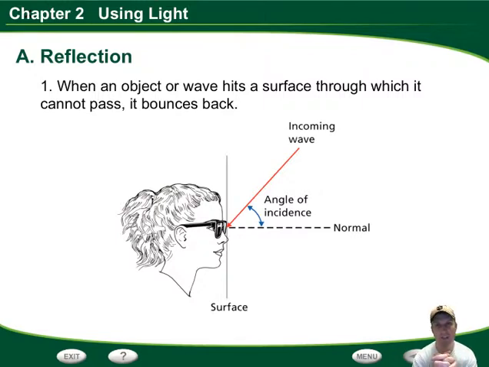But a lot of times you'll hear about reflection, a ball being reflected. That means it bounces off of a surface it can't pass through.